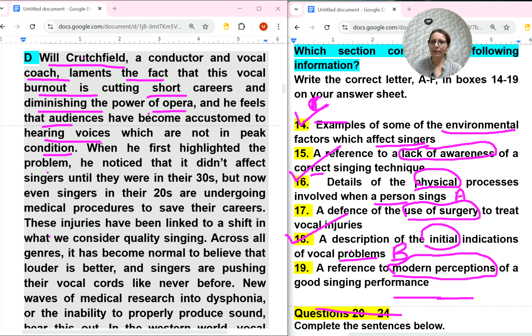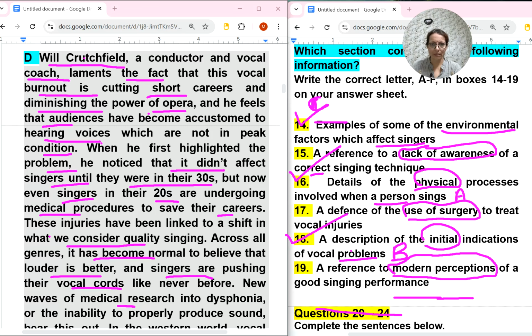When he first highlighted the problem, he noticed that it didn't affect singers until they were in their 30s, but now even singers in their 20s are undergoing medical procedures, medical surgery kind of thing should be there, to save their careers. These injuries have been linked to a shift in what we consider quality singing. Good singing performance means quality singing. Okay. So it means maybe near. These injuries have been linked to a shift in what we consider quality singing. Across all genres, it has become normal to believe that louder is better. Singers are pushing their vocal cords like never before.